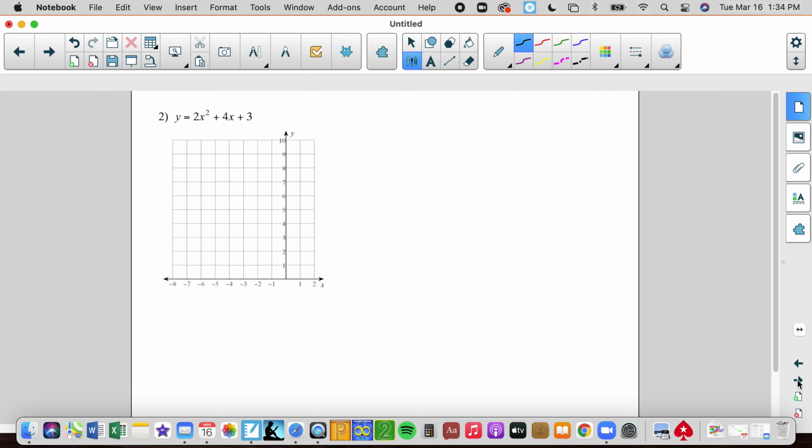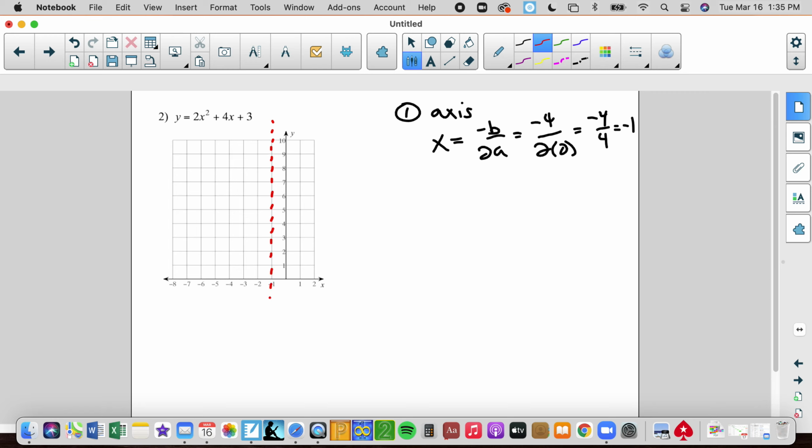So let's go through number 2. Axis of symmetry: opposite of b over 2a, the opposite of 4 over 2 times 2, negative 4 over 4, which equals negative 1. So negative 1 is going to be my axis of symmetry. I'm going to make a dotted line on my graph. That gives me position.